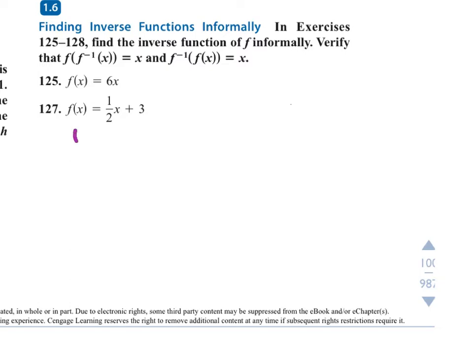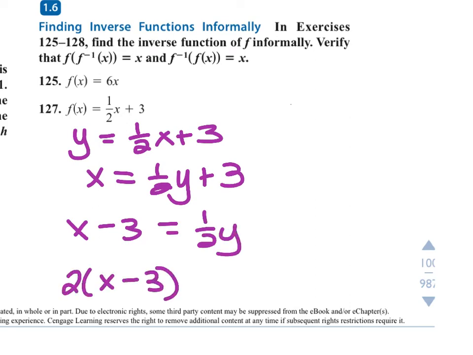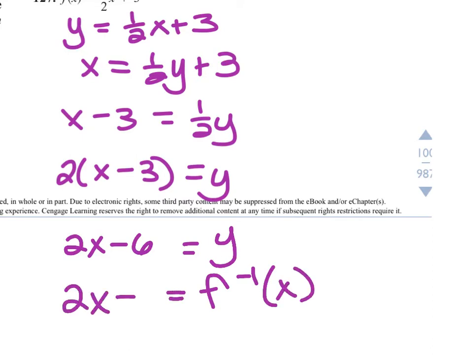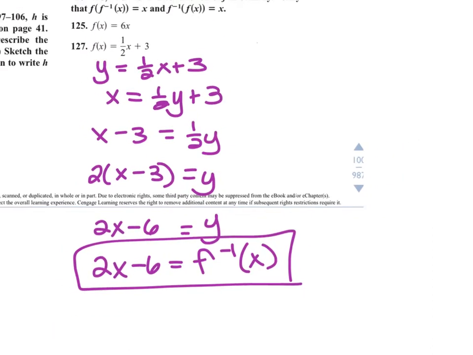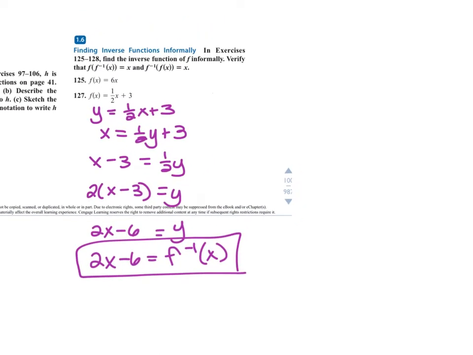Find the inverse. y equals 1/2 x plus 3. Switch, right? Subtract the 3. Multiply by 2. And then the last step is f negative 1 of x. So this is your inverse. That's the first part. Find your inverse, right? Then it said verify that f of f negative 1 of x equals x and f negative 1 of f of x equals x. So this was like the very first example that we did with inverses.